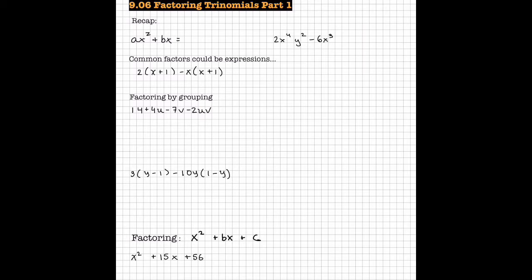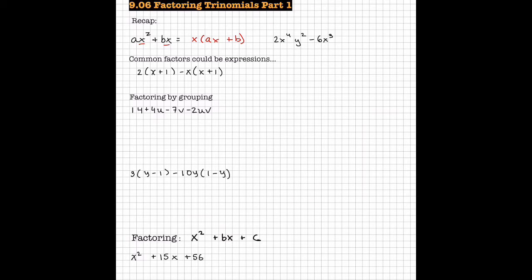So just as a recap, in the problem ax to the second power plus bx, we learned to factor out the common factor, which in this case is x, and our answer would be x times the quantity ax plus b.